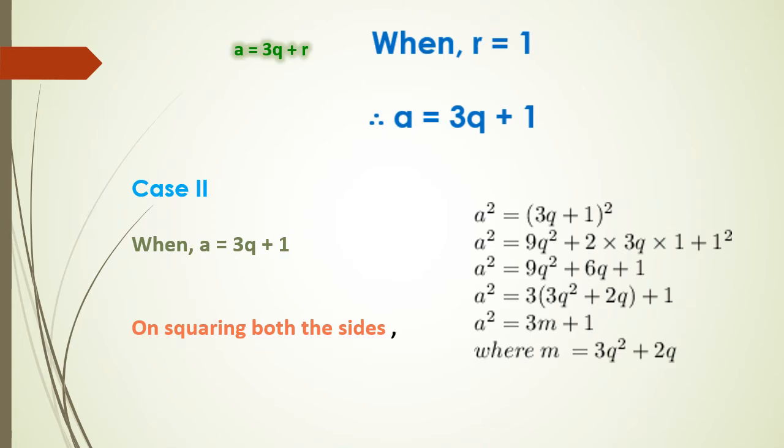So two things you have to remember: 1 outside the bracket at the last, and 3 outside the bracket in the beginning. The remaining stuff will be in the bracket, which will get converted into m. So a squared is equal to 3m plus 1, where m is that stuff in the bracket, that is 3q squared plus 2q.